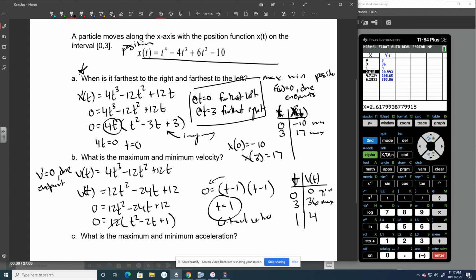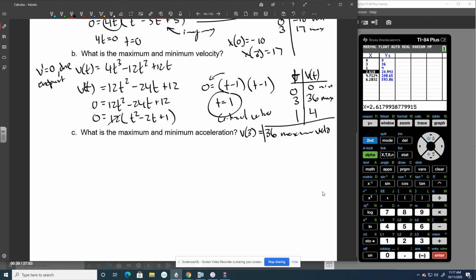So what is it asking for? This one is asking what the maximum and minimum velocity is. It's not asking where it happens. It wants to know what the actual value is. So I would say that at v of 3, I get 36, which is my maximum velocity. Again, it's not interested in where. It's interested in what the maximum is. And it also wants to know the minimum. At v of 0, I get 0, which is my minimum velocity.